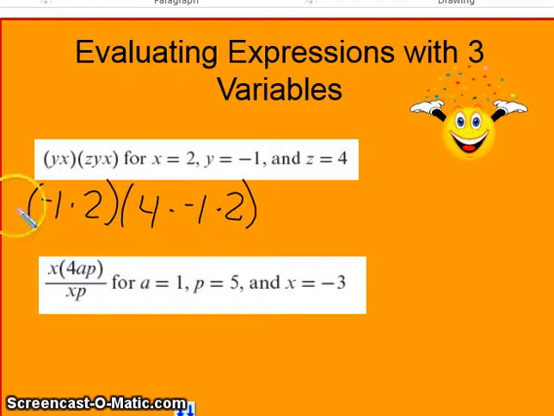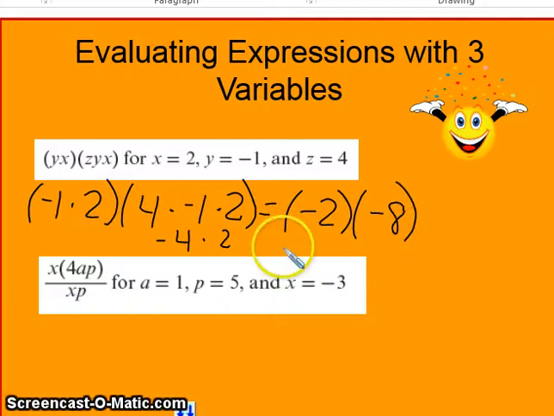Now I work inside my parentheses, so negative 1 times 2 in the first set of parentheses gives me negative 2. In the second set of parentheses, I go left to right. 4 times negative 1 is negative 4. And negative 4 times 2 is negative 8. Finally, I multiply my two quantities. Negative 2 times negative 8, that's a negative times a negative, so it'll be positive 2 times 8 is 16.